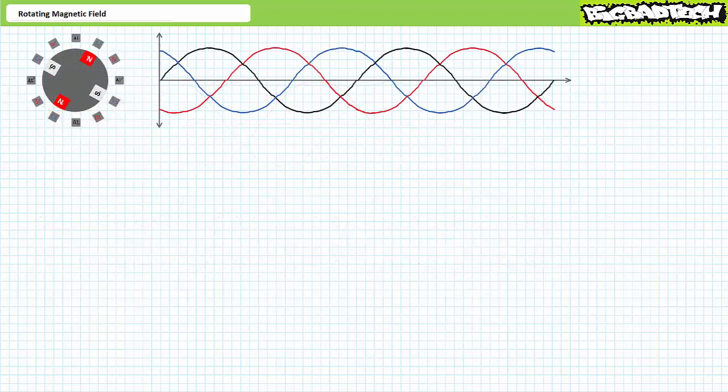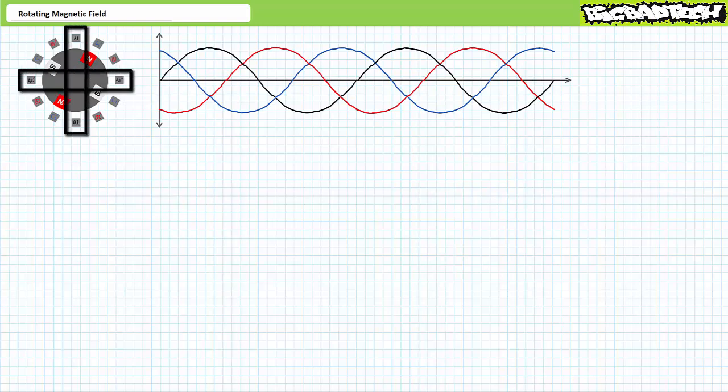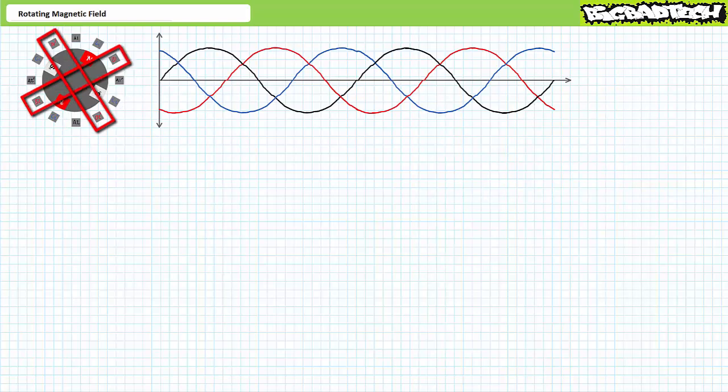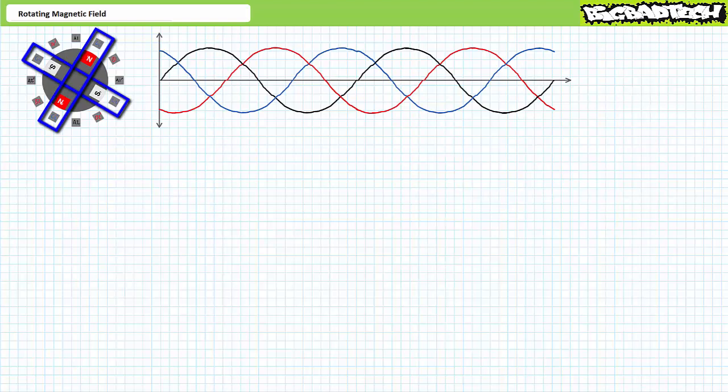Alright, let's do the same type of iterative analysis for a three-phase AC stator consisting of 12 poles, 4 poles per phase, or 2 pole pairs per phase. Windings A1 and A2 are energized by phase L1 in black. Windings B1 and B2 are energized by phase L2 in red. Finally, windings C1 and C2 are energized by phase L3 in blue.